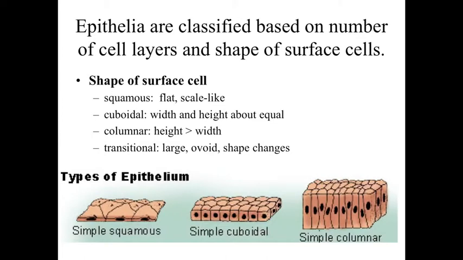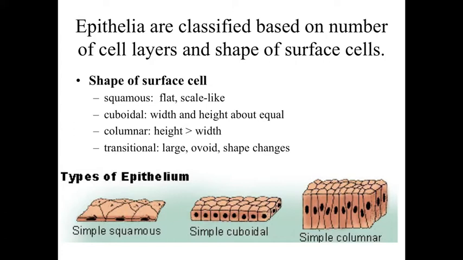So we take a look at the number of cell layers, and then the second criteria is going to be the shape of the surface cells. And again, that's relatively basic. If the cells are very flat and scale-like, they're referred to as squamous cells, almost like little scales in essence. So squamous cells: flat, scale-like.